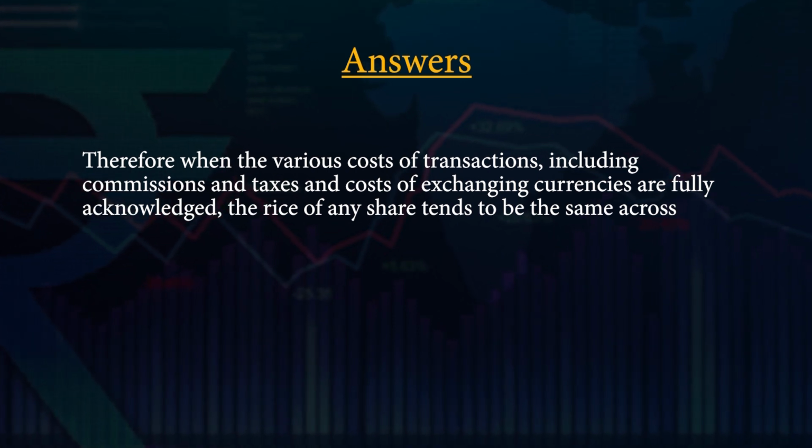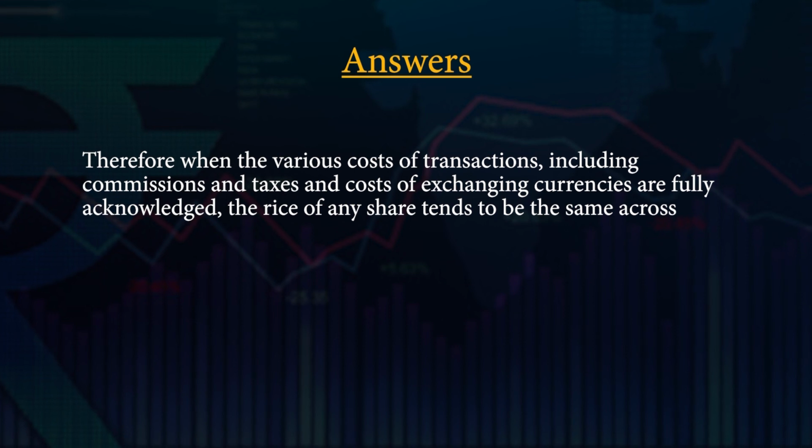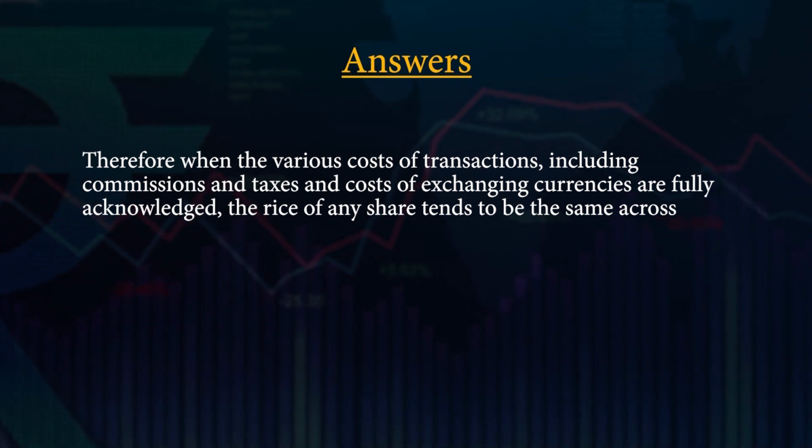Therefore, whenever we find these various costs of transactions, including commissions, taxes, cost of exchanging currencies, whenever we try to fully acknowledge this, the price of any share tends to be the same across different markets wherever it is traded. So you see, what we're trying to say here is that whenever there is any differential in prices, we will find arbitraging taking place whenever a stock is being traded in two different stock markets in two different countries. At the same time, we need to acknowledge the fact that these various costs of transactions also tend to create this price differential across these shares.